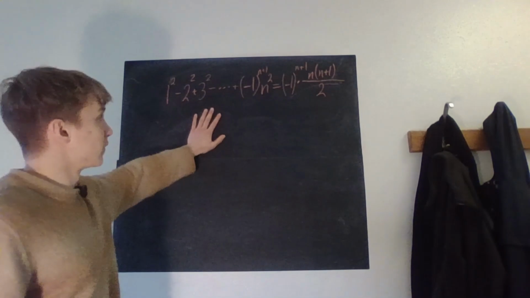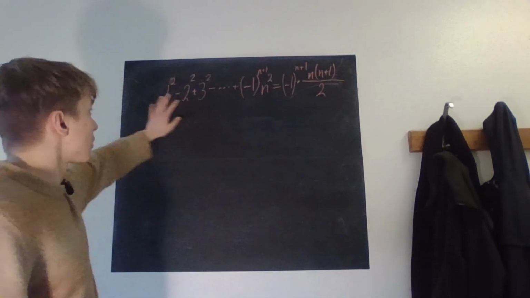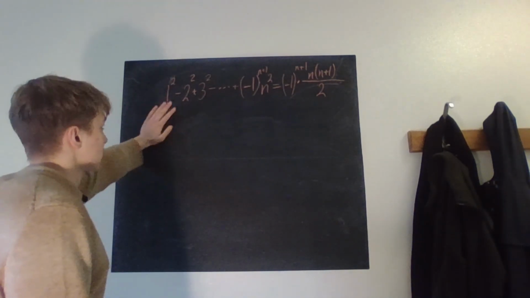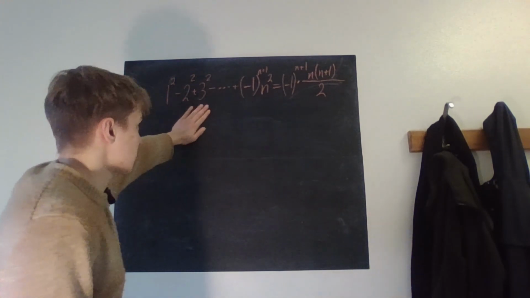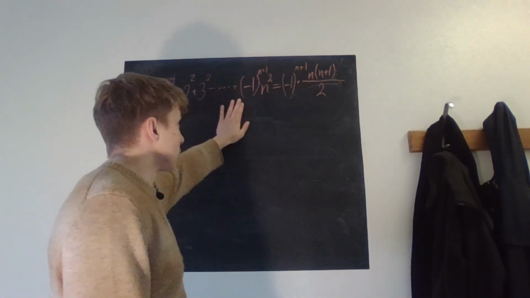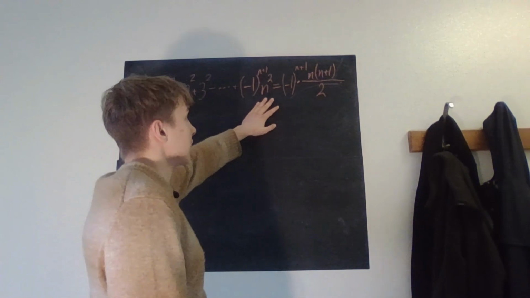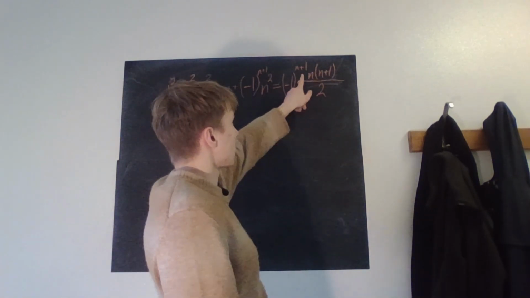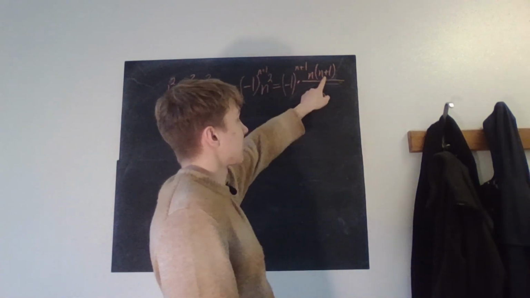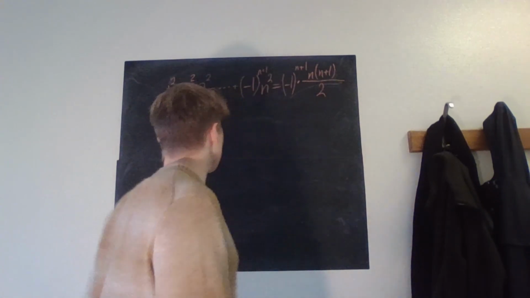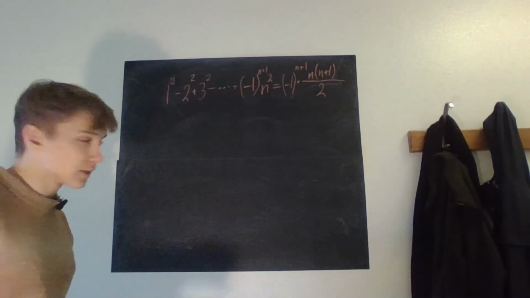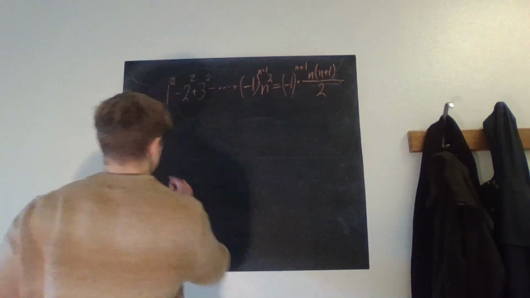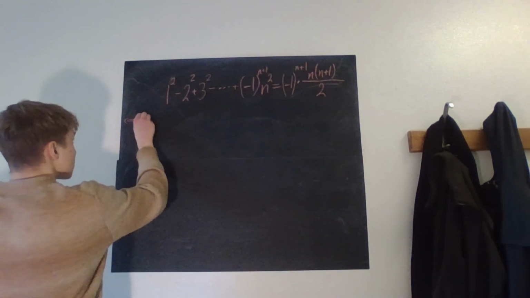So we're supposed to prove this thing here. 1 squared, just 1, minus 2 squared plus 3 squared minus so forth, all the way up to plus or minus n squared is equal to minus 1 to the power of n plus 1 times n plus 1 over 2. So firstly, I'm just gonna rewrite this thing here with some notations instead.